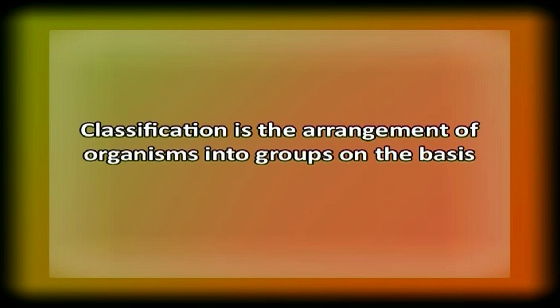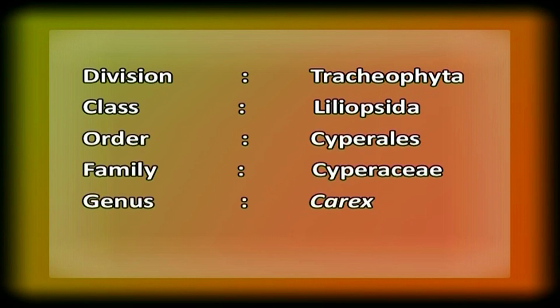Now we will discuss classification. Classification is the arrangement of organisms into groups on the basis of similarities. The groups are in turn assembled into more inclusive groups until all the organisms have been assembled in a single most inclusive group. In sequence of increasing inclusiveness, the groups are assigned to a fixed hierarchy of categories such as species, genus, family, order, class, and division. The final arrangement constitutes a system of classification.